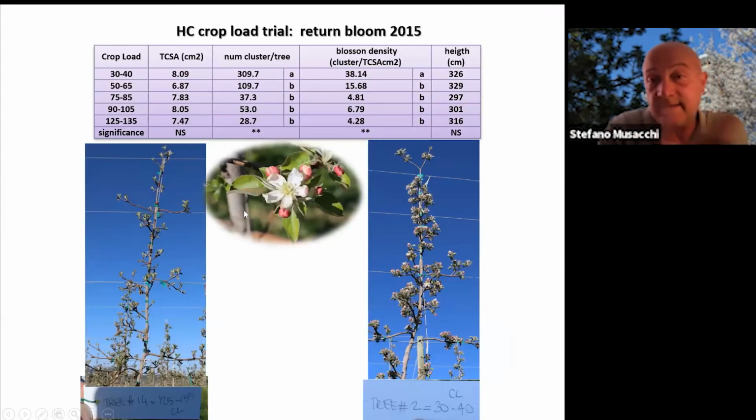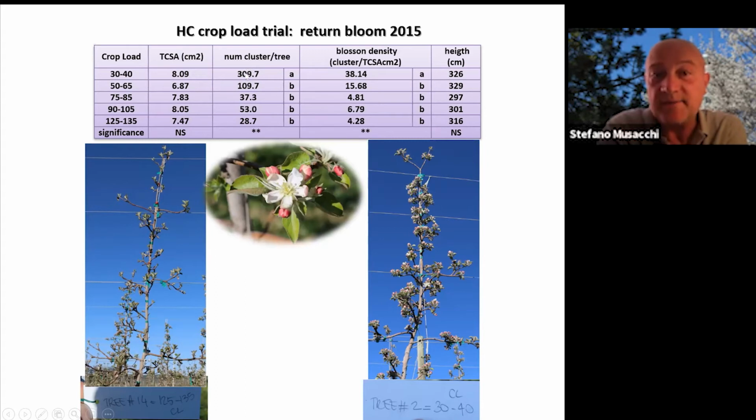And this is what happened to the number of clusters the following year. When we had the low level of crop load, we got the 300 clusters that Terence was mentioning. And if you don't do a good thinning here, you definitely are in trouble.